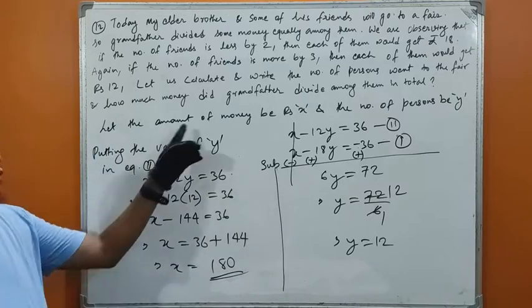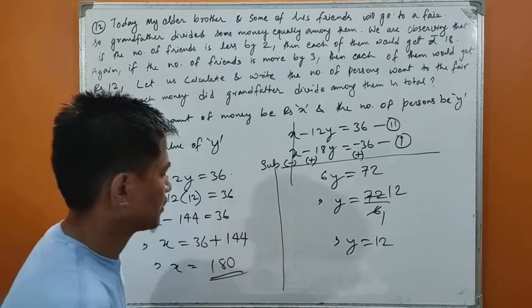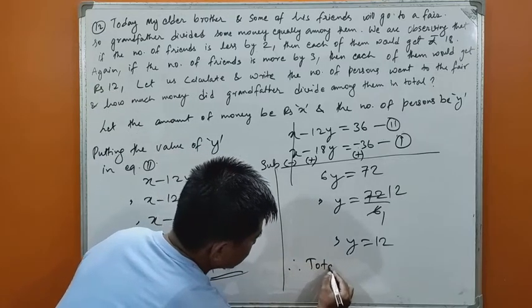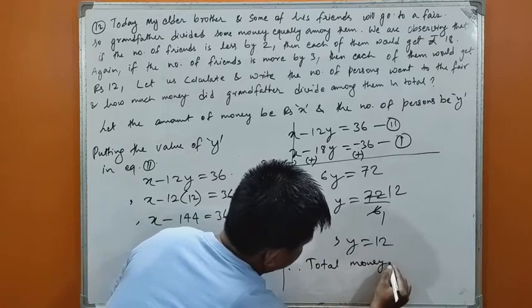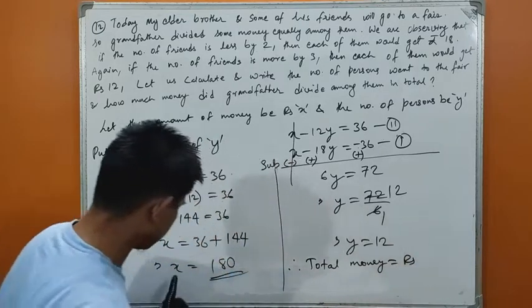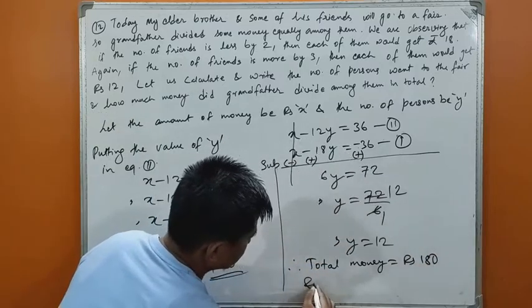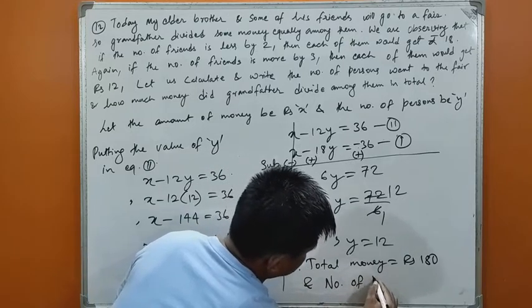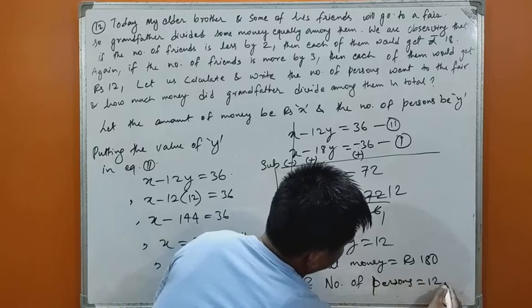Therefore, X is the amount of money, that is 180, and Y is the number of boys, that is 12. Let me write the answer here. Total amount of money distributed equals rupees 180, and number of persons equals 12.